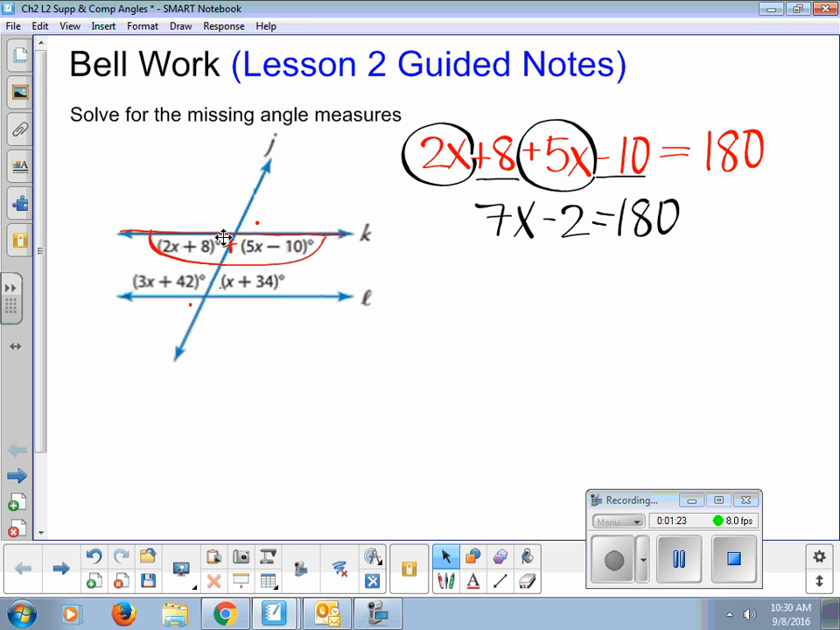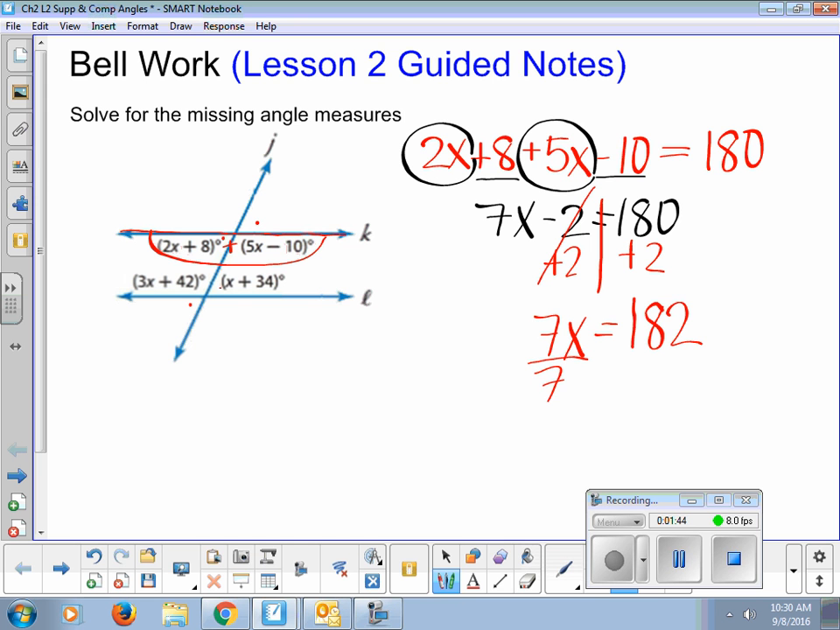Now this looks like the two-step equations that we have had a lot of practice with. How do we solve a two-step equation? What do we want to undo first? Yeah, we want to add 2 to both sides. This will cancel and give us 7x equals 182. And our last step to find x is divide by 7. This cancels and we get that x equals 26.